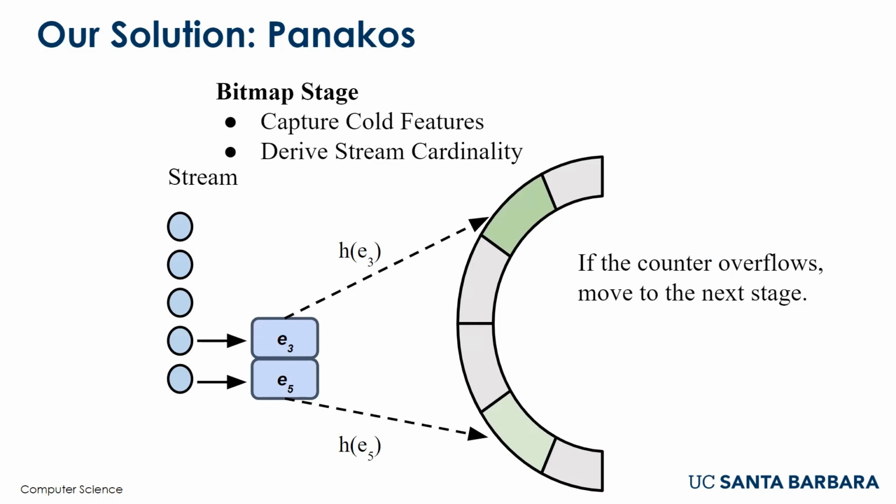Each bucket has a counter, and we increment the counter by 1. When the counter overflows, the feature is moved to the next stage. The BMAP stage is used to capture co-features and derive stream cardinality.